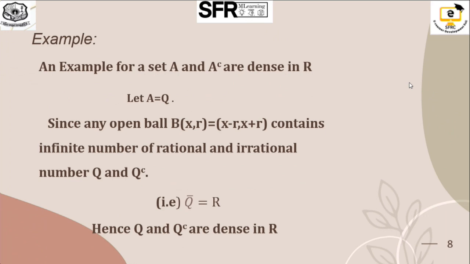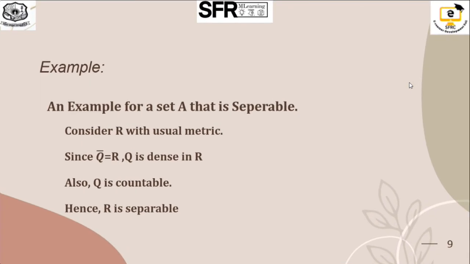Next, we are going to see the example for a separable space. We are considering R with the usual metric. Since we already saw that Q closure is equal to R, Q is dense in R. Also, Q is a countable set. Therefore, R is separable.